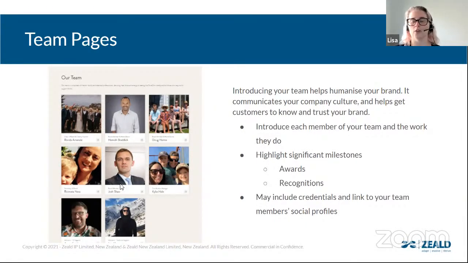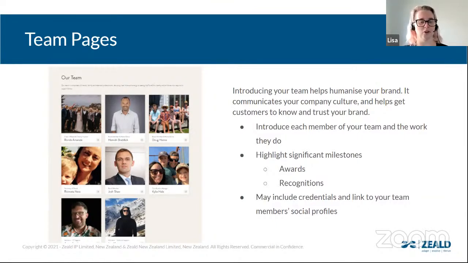So for a business, not so much a charity, you can also use this to highlight significant milestones, such as awards, recognitions, potentially if someone's received a certificate or they've been working through some training to help them be more qualified within the company and provide better services for clients. It may also include credentials or a link to your team members' social profiles, such as LinkedIn. So not so much Facebook and Instagram or TikTok, but it may link through to LinkedIn as well. So very key to have as part of this.